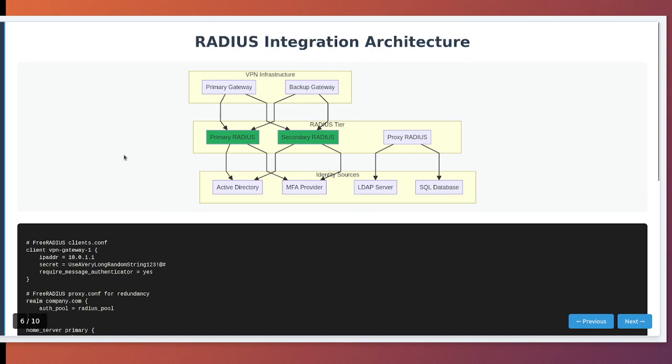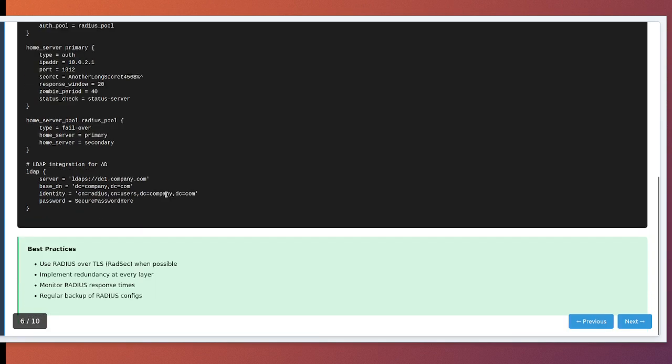It's important to understand that your VPN gateway does not make authentication decisions, it is just a RADIUS client. When a user connects, the gateway forwards the EAP messages to your RADIUS server wrapped in RADIUS Access-Request packets. The RADIUS server then does the heavy lifting, validating credentials, checking group memberships, applying policies, and returning attributes that the VPN gateway uses to configure the connection.